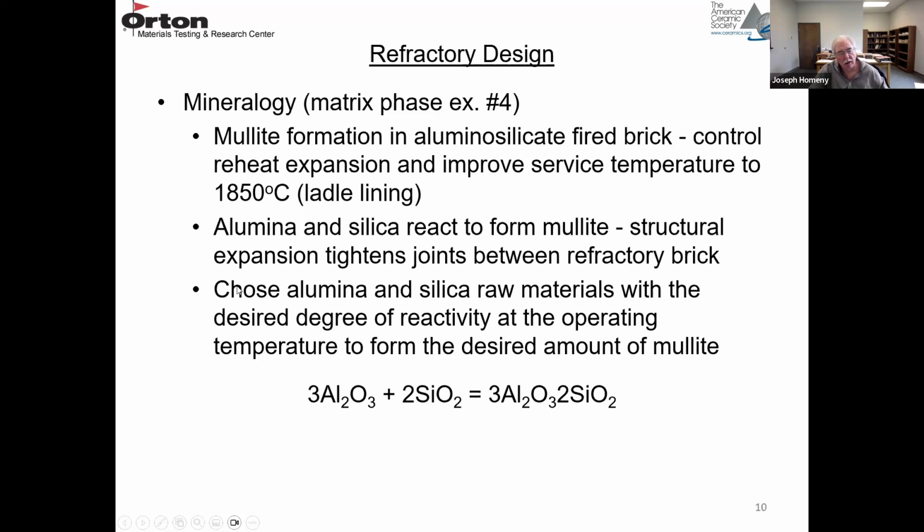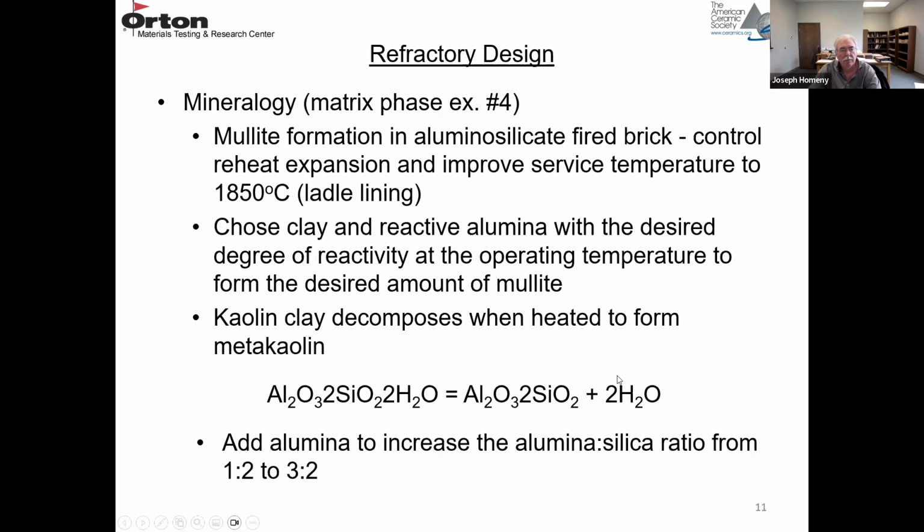So just like for the spinel, you have to choose the right amount of alumina and silica raw materials with the right reactivity at whatever the operating temperature is. And then you have to figure out how much mullite you actually want to form. So alumina plus silica equals mullite. We went over this quite a bit when we talked about aluminosilicate refractories. So there are various ways to do this. You have a variety of choices on how to form mullite.